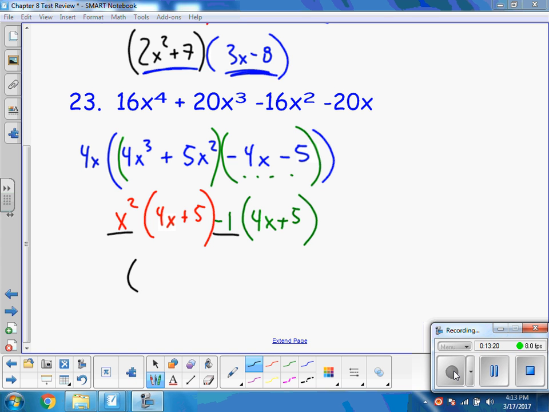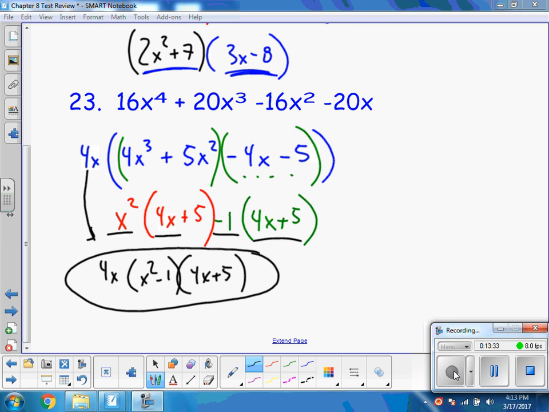So these together make my first binomial. This indicates my second binomial. And I have to bring my original 4x down. And this is my final answer.